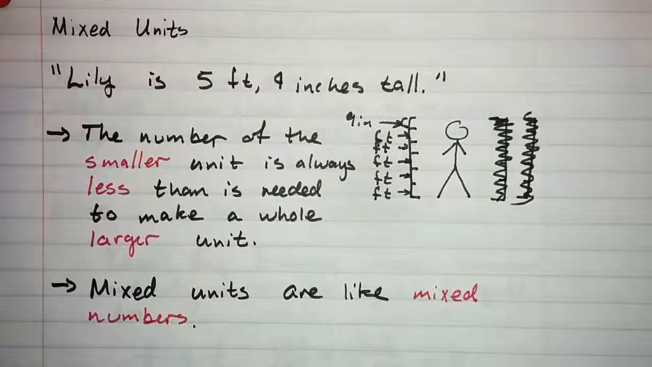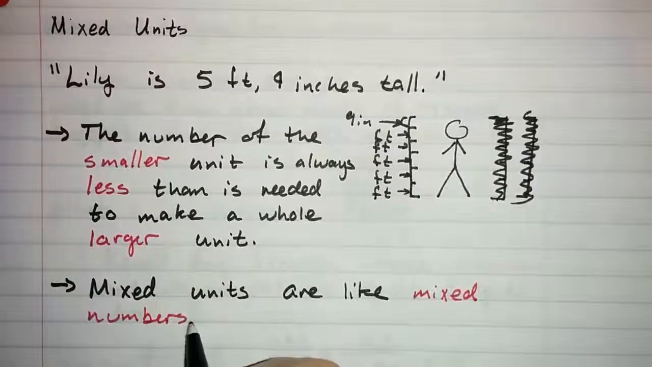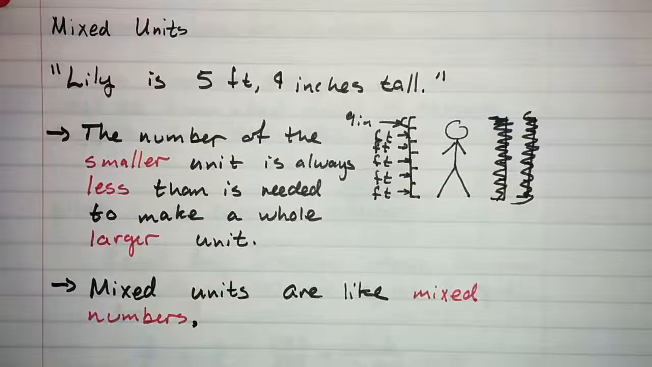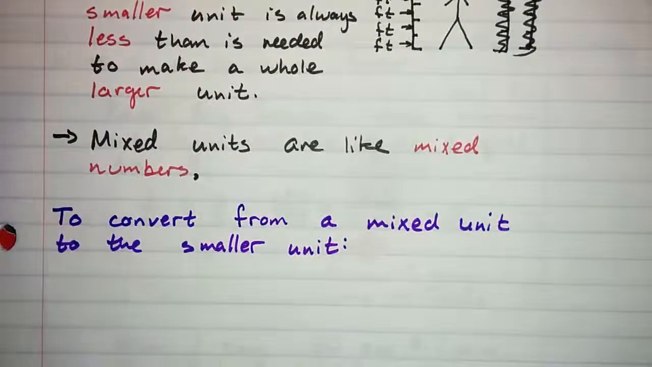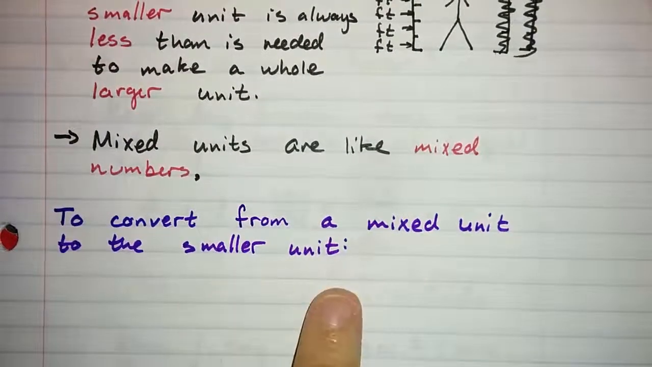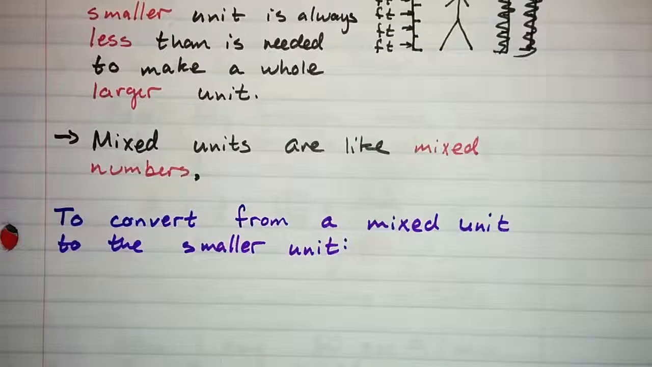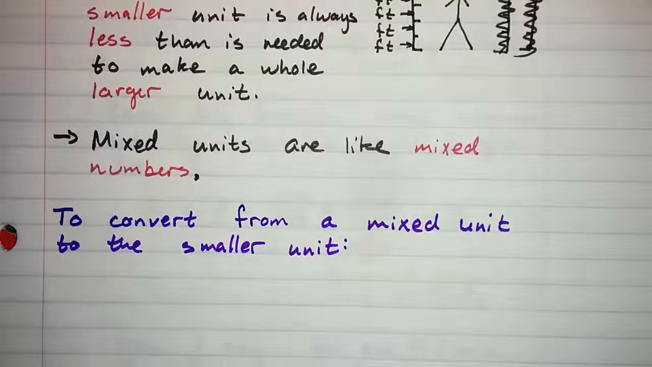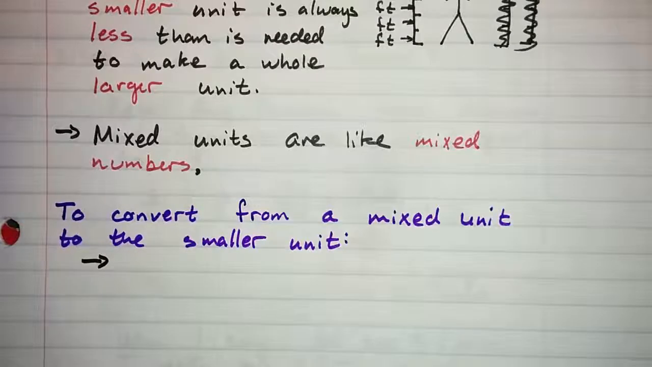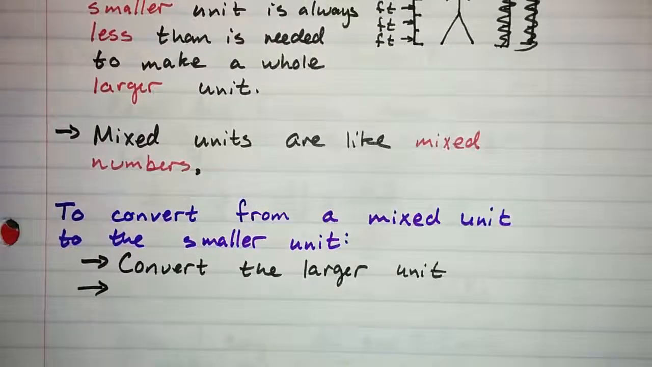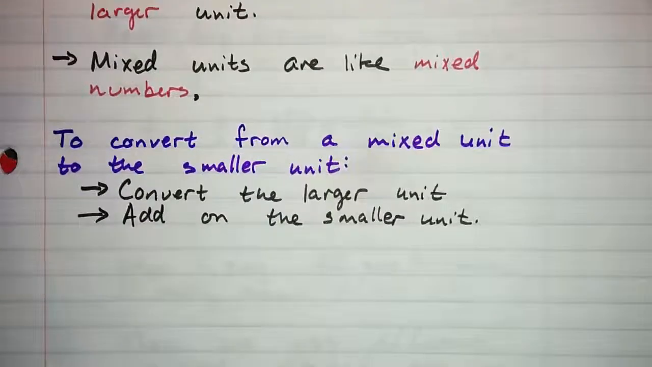In fact, we can look at mixed units as being a lot like mixed numbers. They're a terrible lot like mixed numbers. The procedure for converting from a mixed unit to the smaller unit is almost exactly like the procedure for converting from a mixed number to an improper fraction. We'll convert the larger unit and then add on the smaller unit.